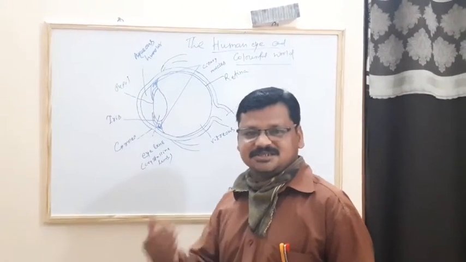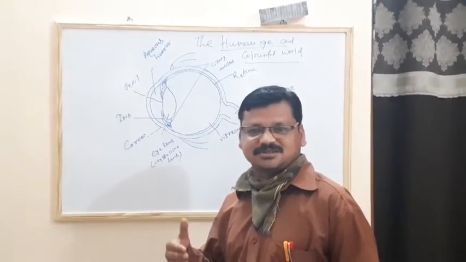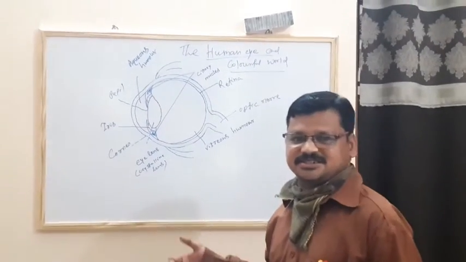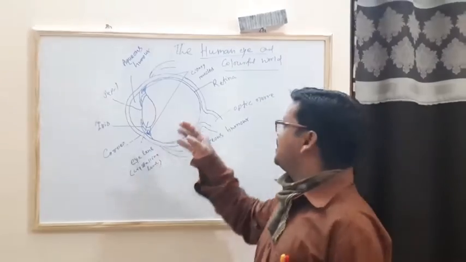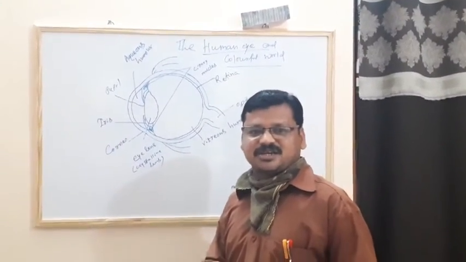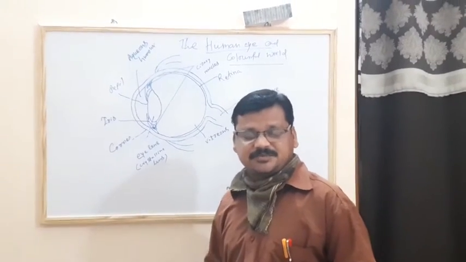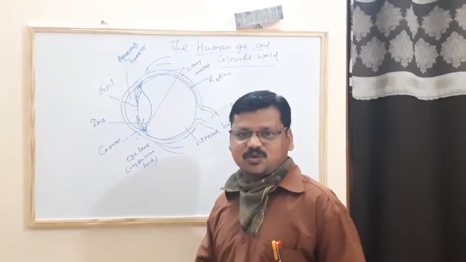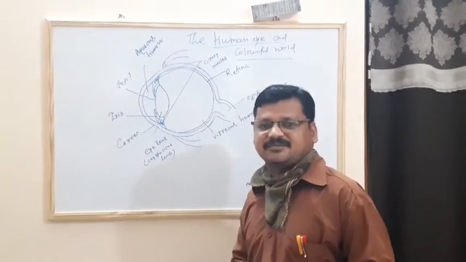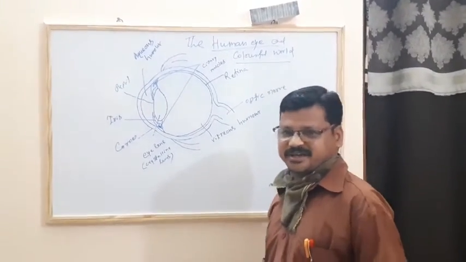Earlier, initially we had discussed the polynomial chapter. Now we discuss the light chapter, about the human eye and colorful world. Earlier your subject teacher taught you about refraction and reflection. You know about refraction: the bending of light when light travels from one medium to another medium.